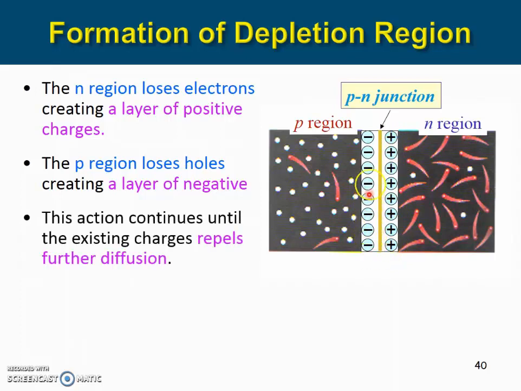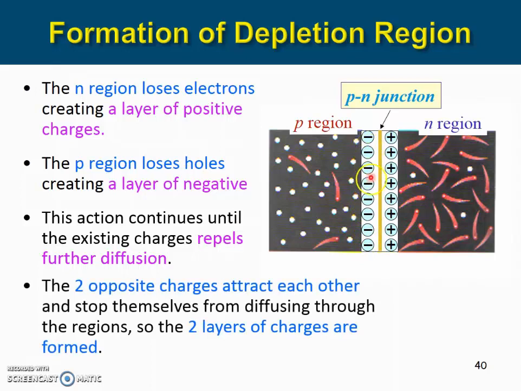As more negative charges accumulate here, these negative charges will repel further diffusion of free electrons to the p region. So this layer of negative charge won't grow too big. And this layer of negative charge also won't shift to this side further, because the positive charge and the negative charge attract each other. So they stay along the p-n junction.